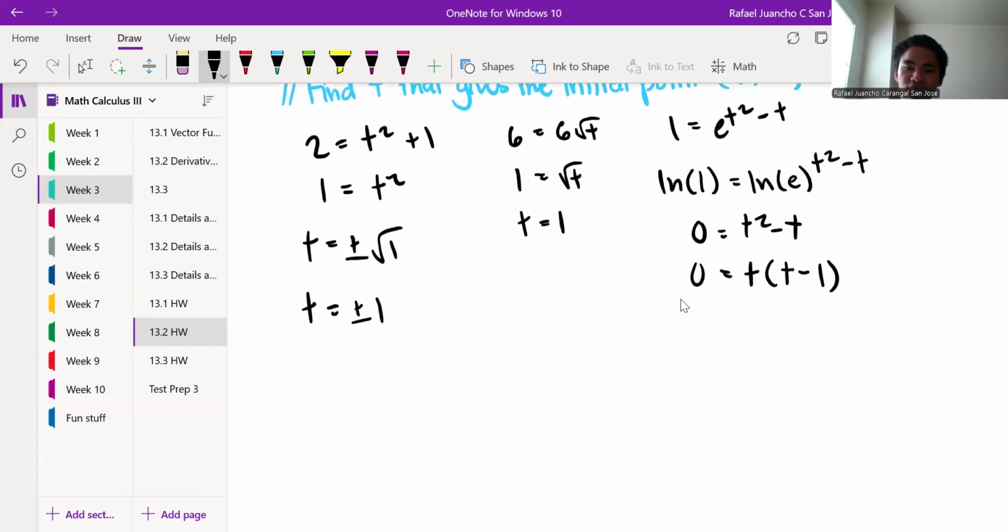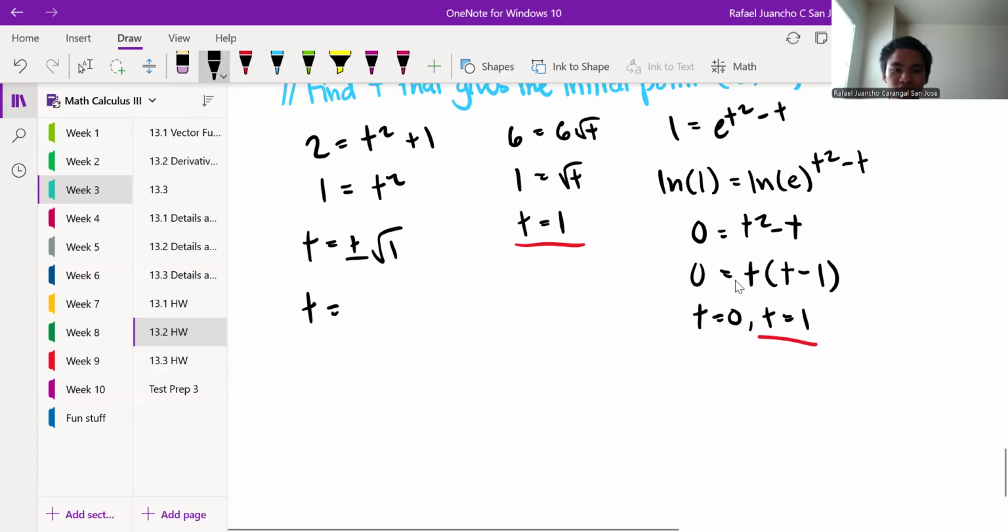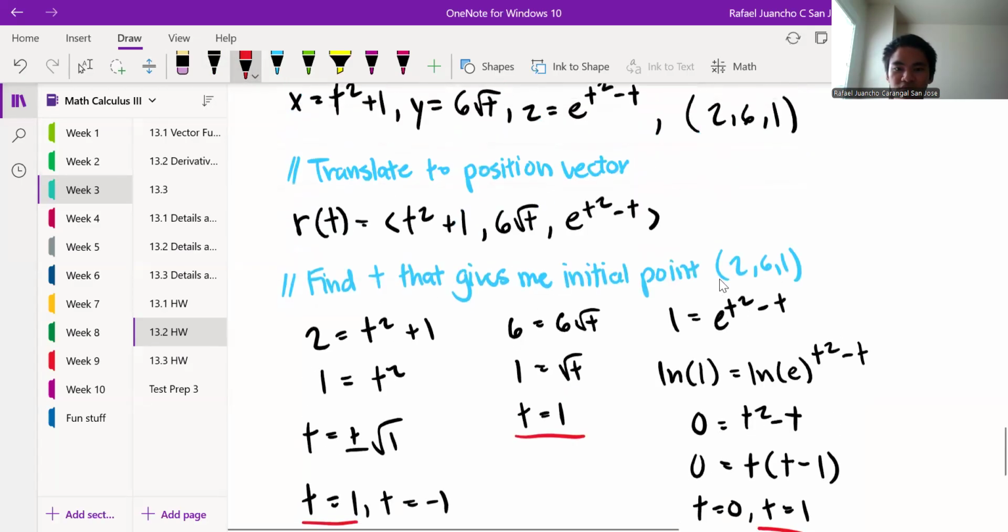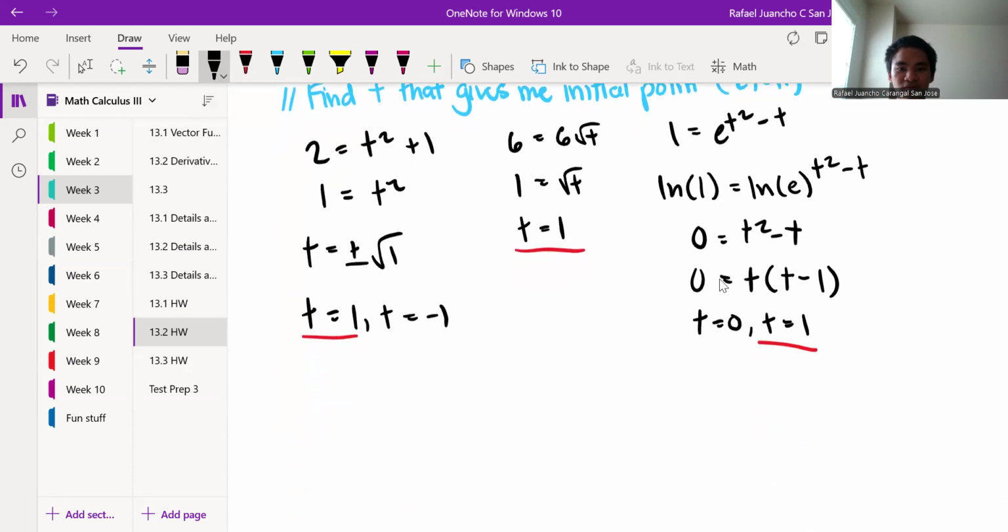Then here I get t equals 0. And I get t equals 1. If we try 0, that definitely doesn't work. If we try 1, well, here we can see it works for all of them. So t equals 1 works here, t equals 1 works here. Maybe I'll just do this to separate them. So the t that works for all of them is t equals 1.